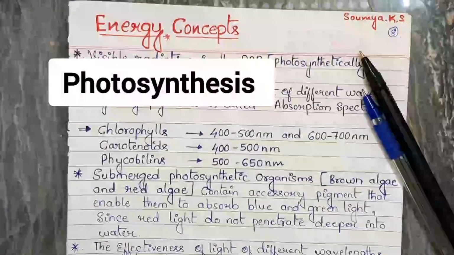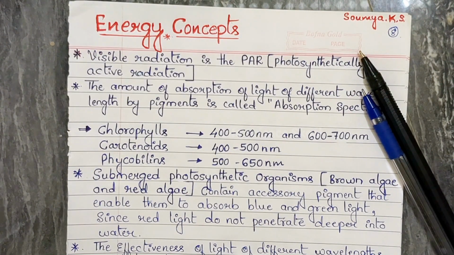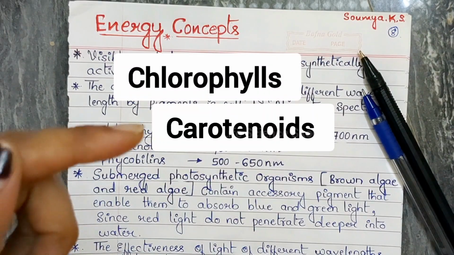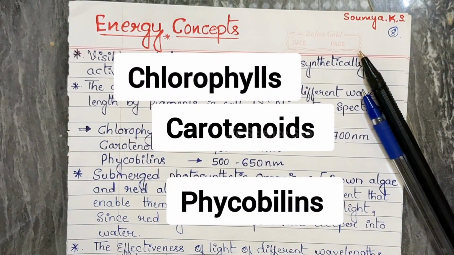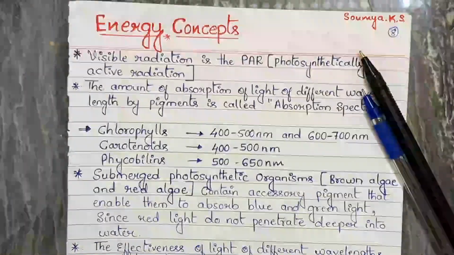As we are going to discuss the energy concepts. In the previous video, we were discussing the photosynthetic pigments, that is chlorophyll, carotenoids, and phycobilins. These pigments help in the process of photosynthesis. They are the ones which actually absorb the radiating energy, that is sunlight.